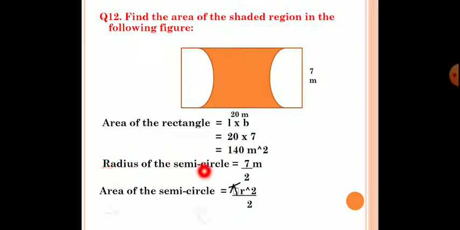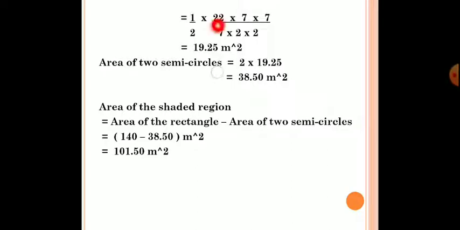As we can see, the breadth is the diameter of the semicircle. So the radius of the semicircle equals 7 by 2 meter. The area of the semicircle is pi r square divided by 2. So half into 22 by 7 into 7 by 2 into 7 by 2, which is 19.25 meters square.